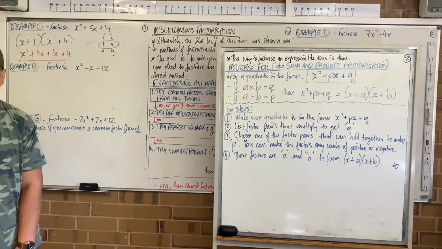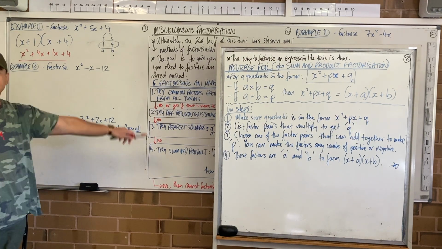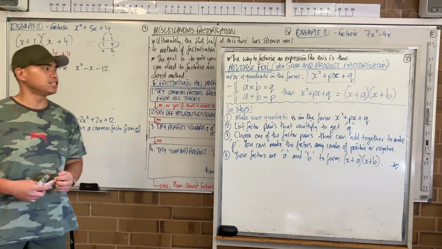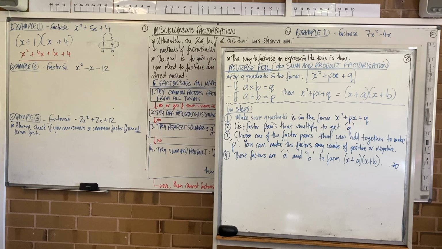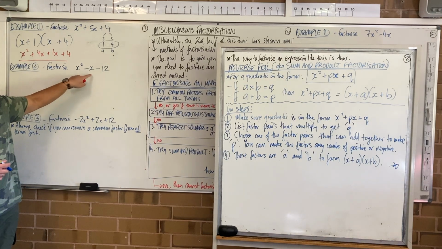Repetition gets you better at stuff. Let's repeat. This one is scary, there's negative numbers here. But let's try it again. Make sure the quadratic is in the form x squared plus bx plus q. X squared, is there a number in front of this x?